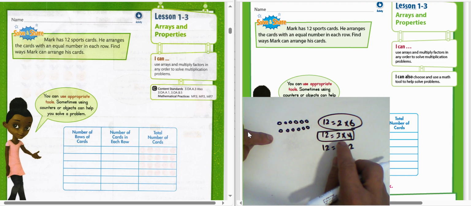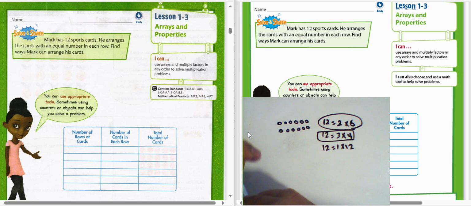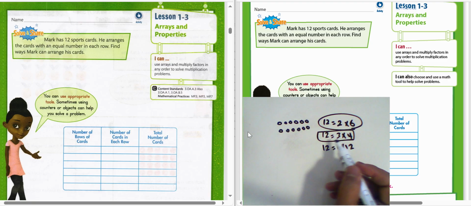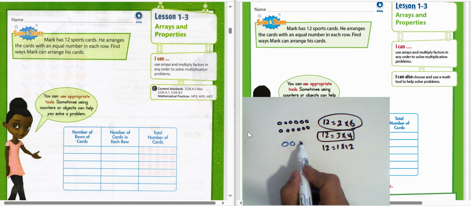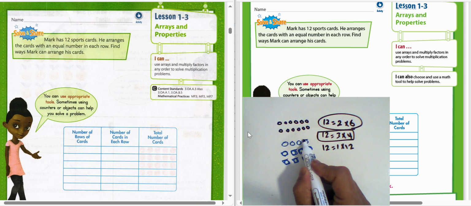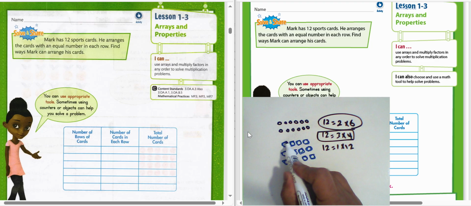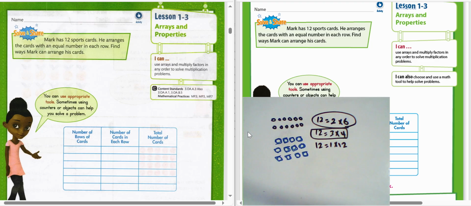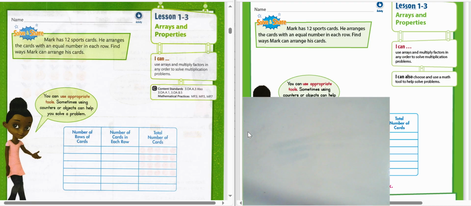3 times 4. We can arrange by 3 rows, and each row contains 4 cards like this. We have 1, 2, 3, 4. 1, 2, 3, 4. 1, 2, 3, 4. Then we have 4 cards in 3 rows. You can do this method or this method.